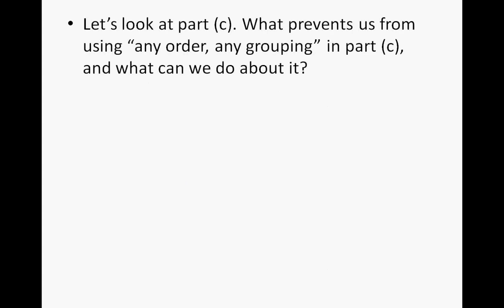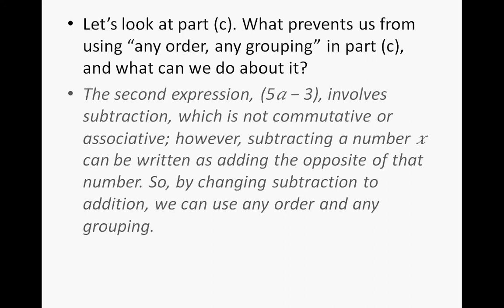So let's look at part C. What prevents us from using any order, any grouping in part C, and what can we do about it? Well, the second expression, 5a minus 3, involves subtraction, which is not commutative or associative. However, subtracting a number x can be written as adding the opposite of that number. So by changing subtraction to addition, we can use any order and any grouping.